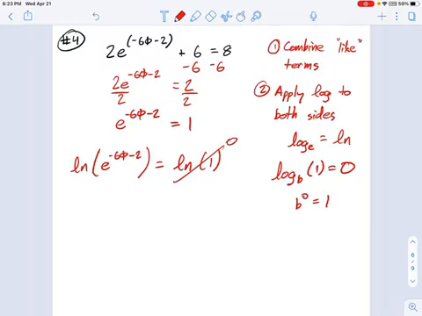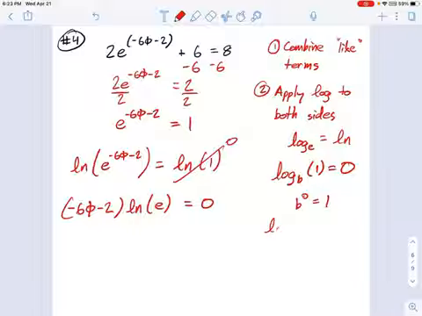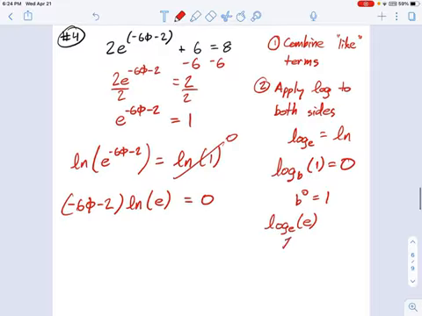And this side on the left, you can rearrange with the power rule. Remember, the power rule of logarithms says you can take the exponent out and put it into the coefficient multiplier. So now we have negative 6 phi minus 2 times natural log of e equals 0. And what's the natural log of e? Well, remember what natural log is. That's log base e of e. Well, the base is equal to the argument, so the answer is always going to be 1. So this right here is just the number 1.